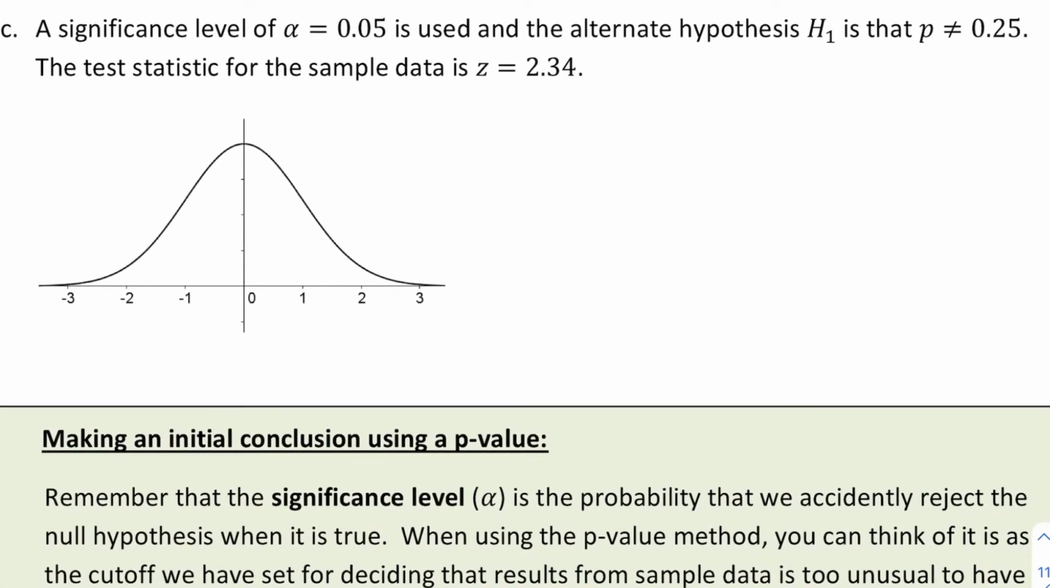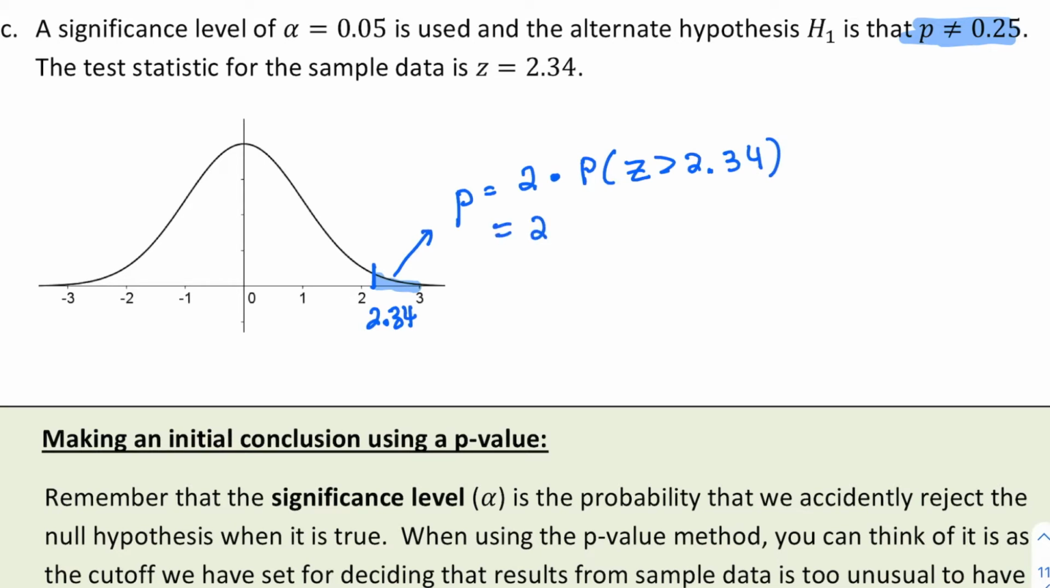Then we've got one where your test statistic is 2.34, and your alternative hypothesis is that p is not equal to 0.25. So my p-value is going to be twice the probability that z is greater than 2.34, because we're rejecting our null hypothesis if either p is larger or smaller than 0.25, so I have to double it. So if I do my probability, I'm just going to look at negative 2.34 on my z-score chart and then multiply it times 2. I'm going to get 0.0192.